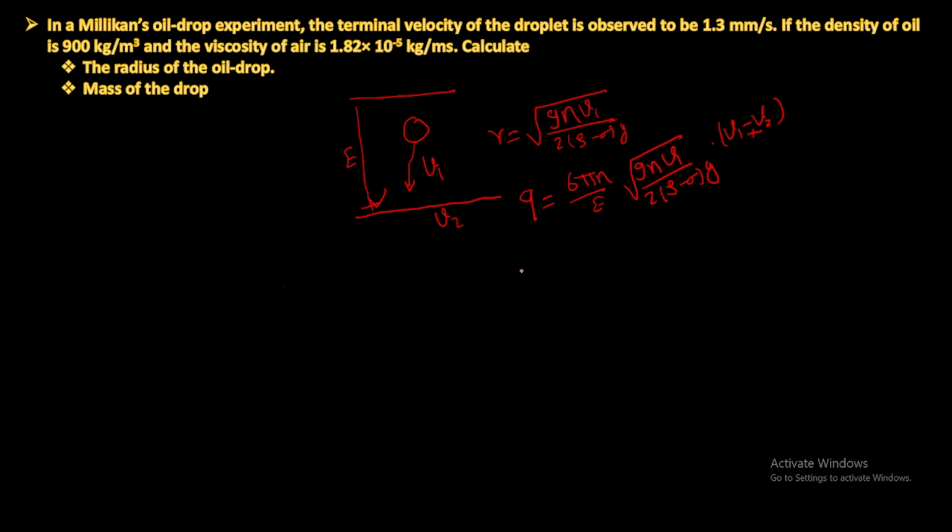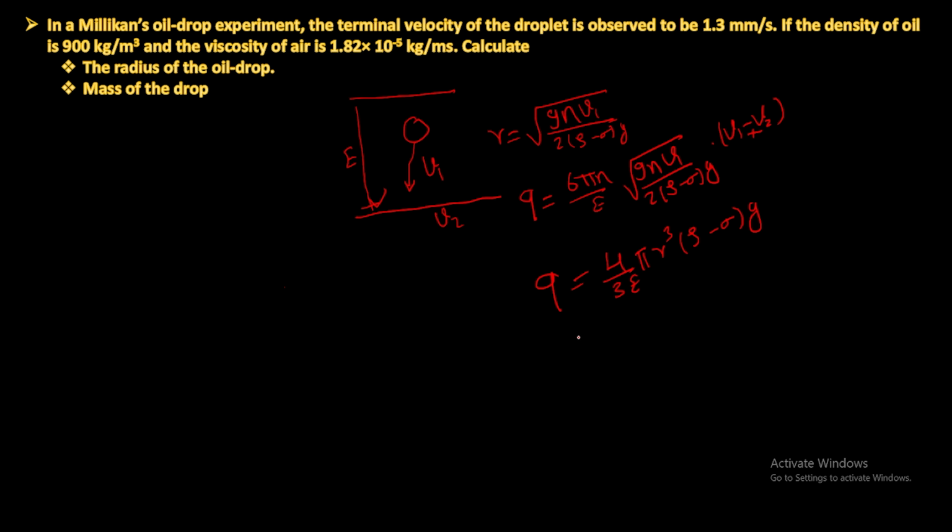In some cases, when the electric field is applied, the given oil drop is found to be suspended in between these two parallel plates. That means the given oil drop becomes motionless. So at those conditions, we have to use another formula, that is Q equals 4 by 3e pi r cube (rho minus sigma) g. So this is the formula to find the total charge in the given oil drop when the oil drop is found to be suspended in between two parallel plates, that means motionless.